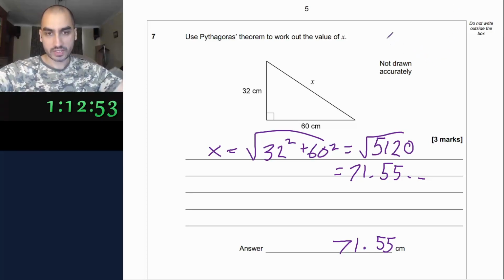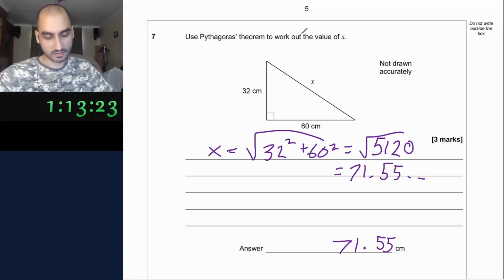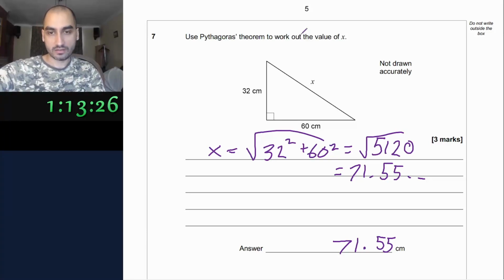So we want square root of 32 squared plus 60 squared. $68? Okay, I got this wrong. It's because I was trying to use the calculator, which couldn't even do squaring. So it's actually 60.